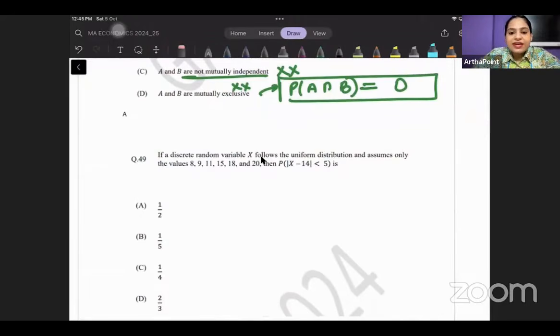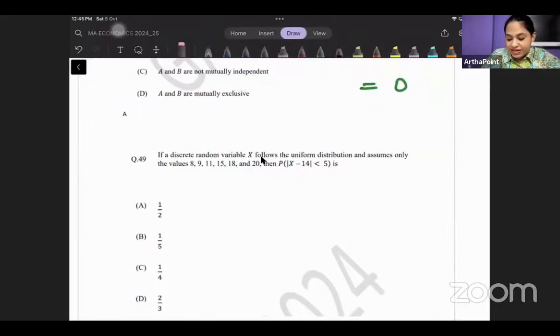A discrete random variable x. अब बहुत important है ये चीज, हाँ? So this is how you will be tricked in exam. बहुत ध्यान से देखना है. Till now, we have learned that uniform distribution is always for continuous random variable. Uniform distribution always stands for continuous random variable. But here in this question, we are given that x is rather a discrete random variable.